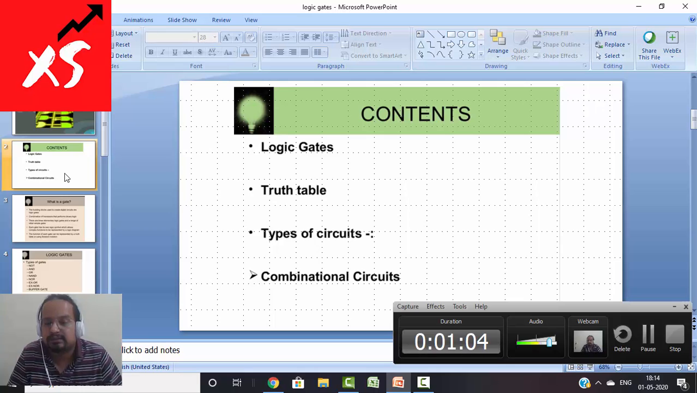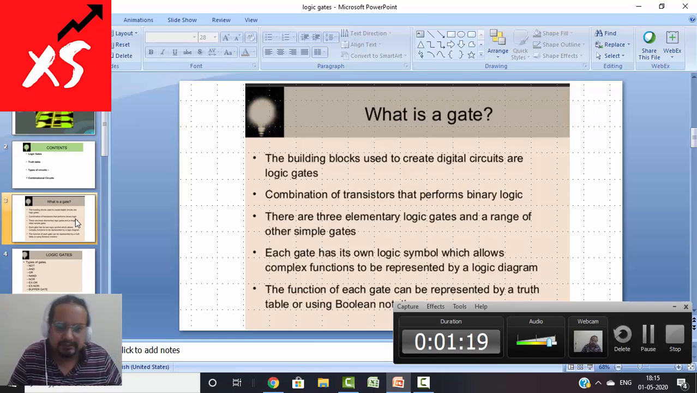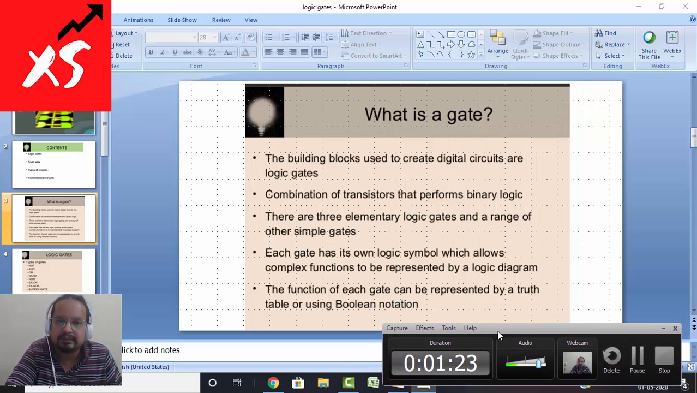In this video, we will be going through understanding of the common types of logic gates, truth tables, and I'll also touch base some fundamentals of types of circuits, etc. So let's get started. The first thing here is understanding what a gate is. Gates are building blocks used to create digital circuits. We call them logic gates.